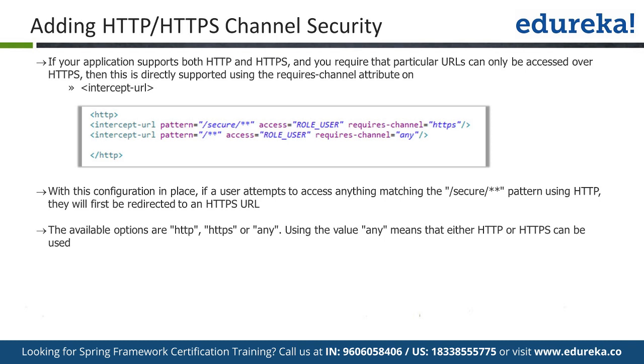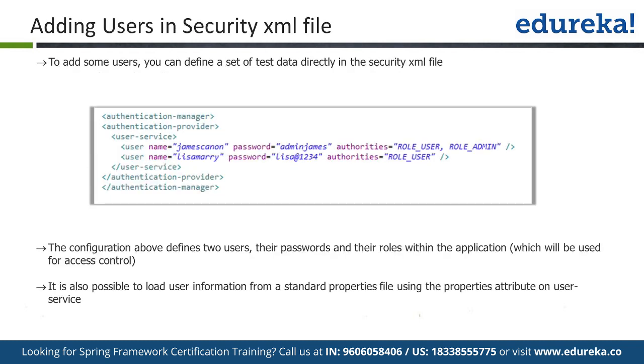So the available options for requires-channel can be http, https, or any. When we use any, it means you can use either HTTP or HTTPS. It will work for both. The use of requires-channel, pattern, and access are very widely used things which we need to know in a Spring Security configuration. Adding some users in security.xml.